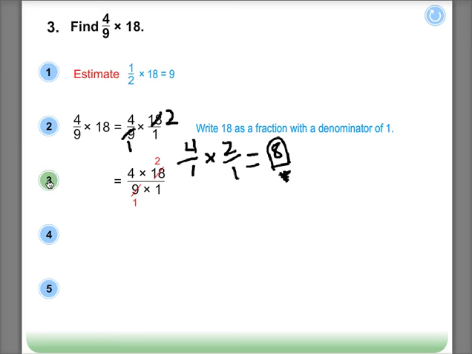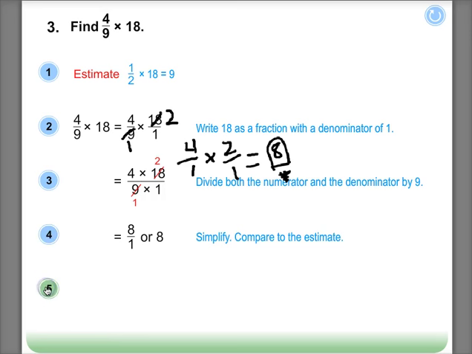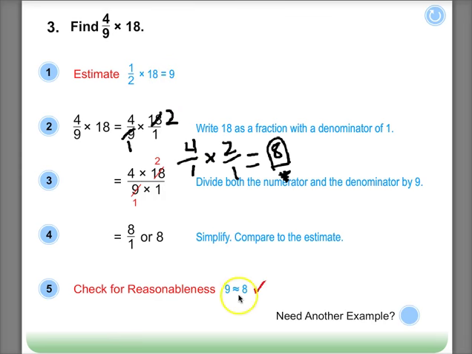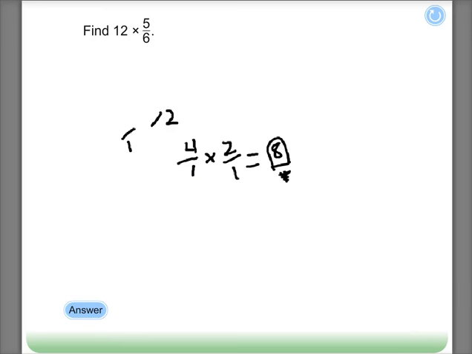So here they're going to show you the same thing I just did, and then 8 over 1, or 8. So we decided 9 was our estimate, and 9 is close to 8, so we've got it right. Okay, next one to write in your journal is 12 times 5/6. 12 times 5/6 is your third one. Write it down in your journal. If you want to do it right now, stop the video. If you want to wait to the end, that's up to you.